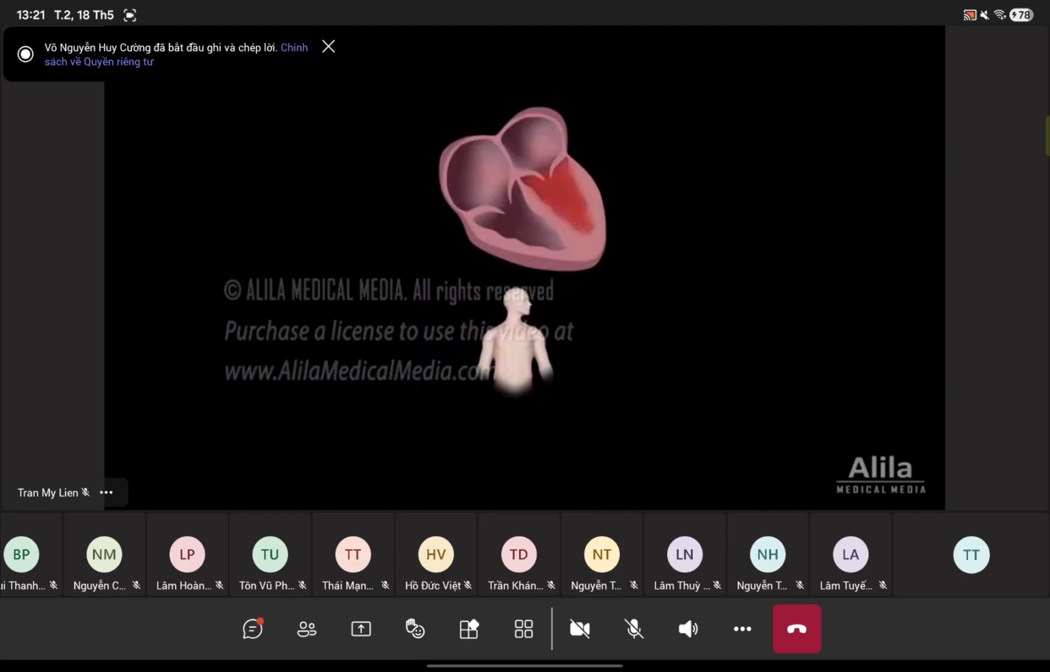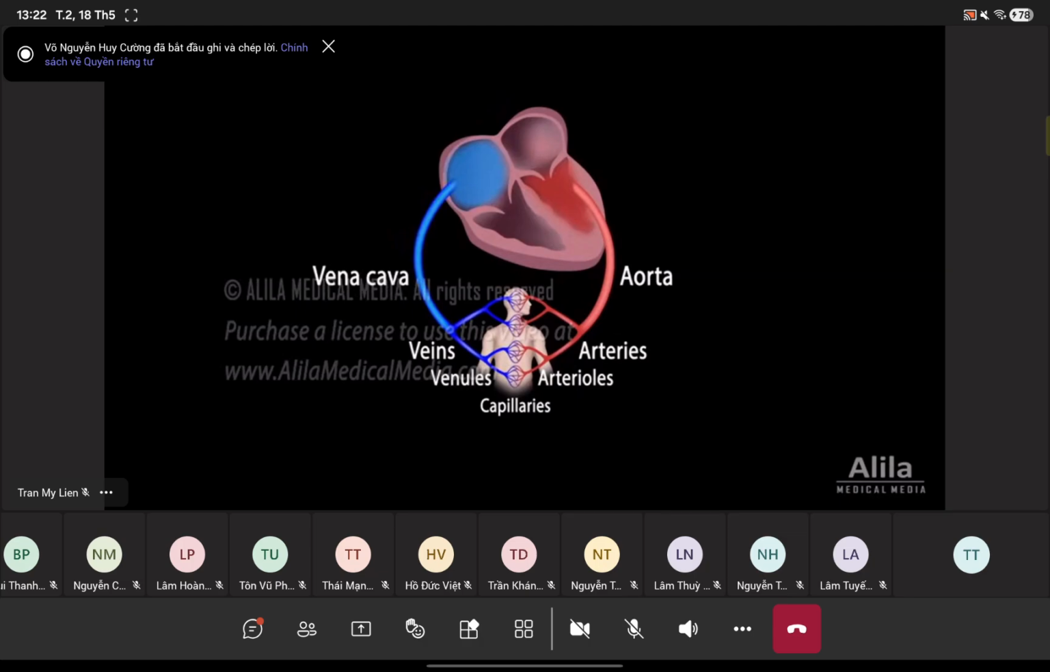The usual route of blood flow is heart to large arteries, smaller arteries, then even smaller arteries, called arterioles, then the smallest blood vessels called capillaries, where the exchange of substances takes place. Blood then collects into small veins, called venules, then to larger veins, and back to the heart.